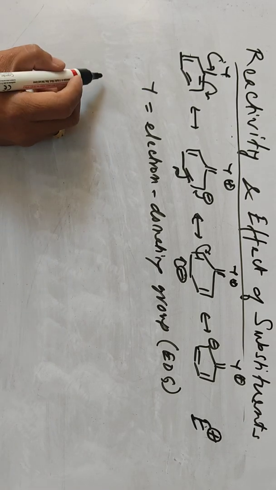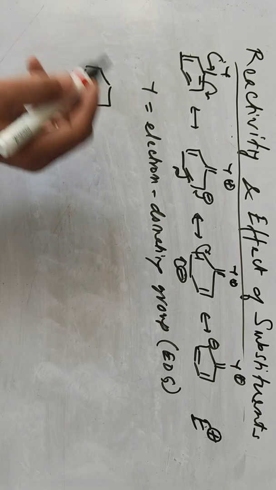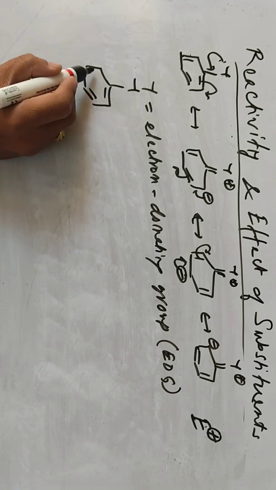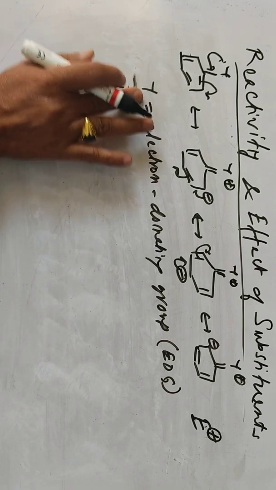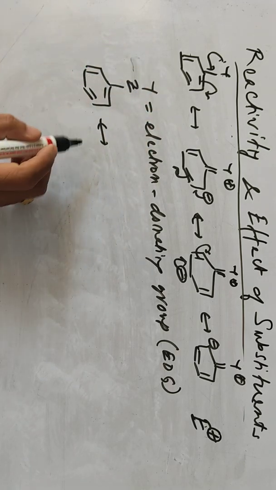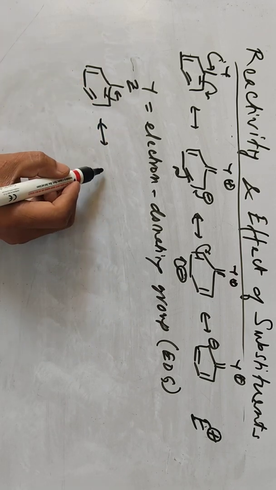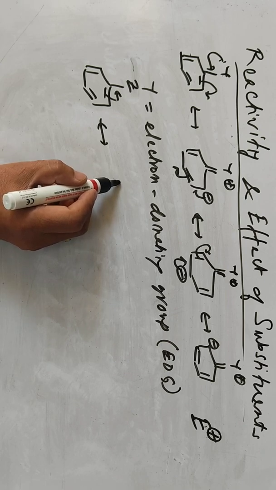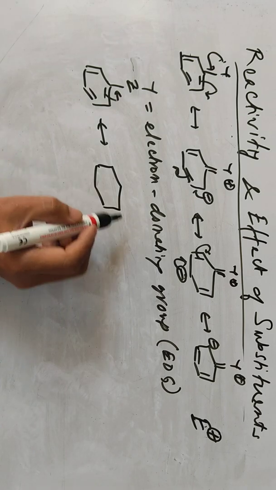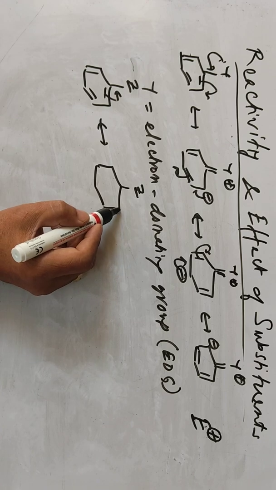Similarly, suppose we have another one. If Y is an electron withdrawing group, let's say Z, it is better. Another one can be substituent Z, an electron withdrawing group. Then we can have another structure, suppose here Z, which is an electron withdrawing group.